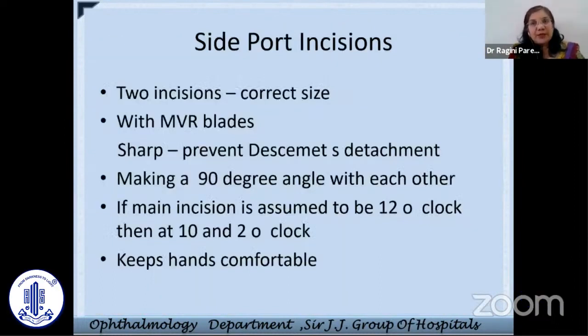The side port incisions are very, very important. We use both our hands in phacoemulsifications. They have to be made with MBR blades because we find people making them with 26 number needles and bigger tunnels so that they use a Simcoe through it, but it is not to be done. The blades have to be extremely sharp to prevent a Descemet's detachment. And if you assume that you are at 12 o'clock, even if you are temporal, they have to be made at 10 o'clock and 2 o'clock, making a 90 degrees angle with each other so that your hands are comfortable while using the second instrument.